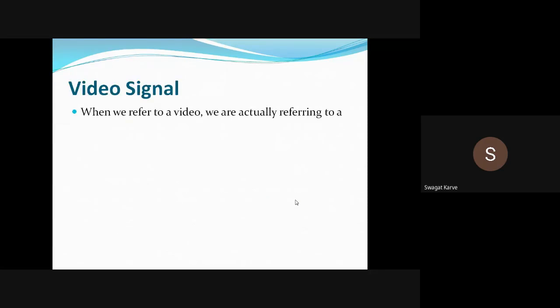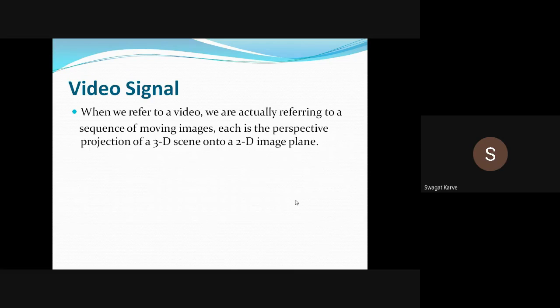Okay, now video signal. Now we have discussed the video camera, how it works. Okay, now we will talk about the video signal. Now what do you mean by video signal? So when we refer to a video, we are actually referring to a sequence of moving images. Each is a perspective projection of a 3D scene onto a 2D image plane.